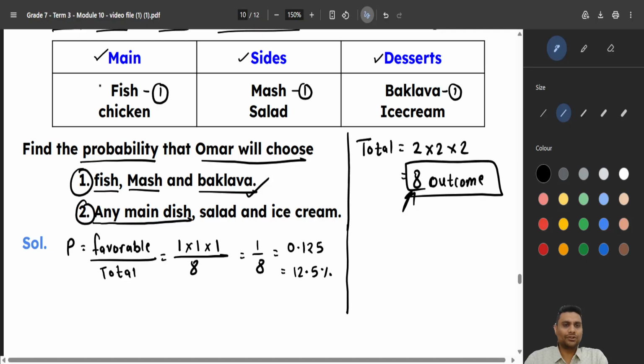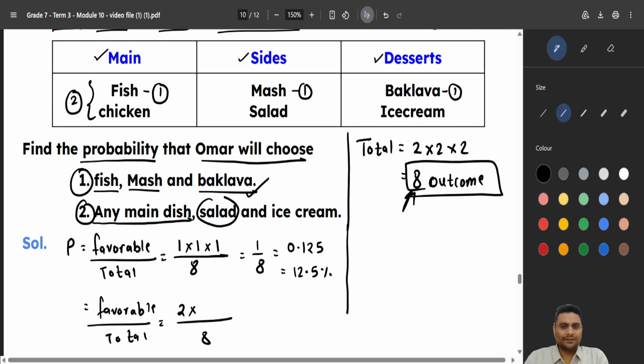Question number 2. He said, this time I can choose any of the main dish. So when he said I can choose any of the main dish, for the favorable, the total will remain 8 only, correct? Now in the favorable, he said any main dish. How many main dishes are available? 2. So for the favorable, 2 main dishes are available.